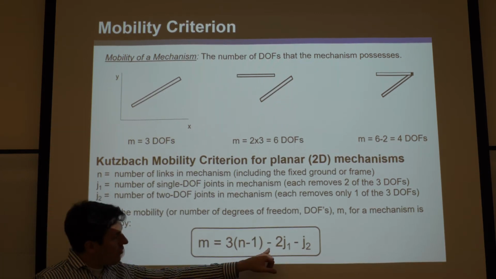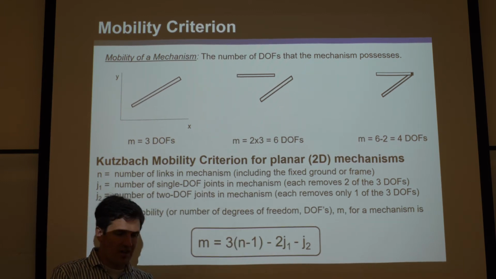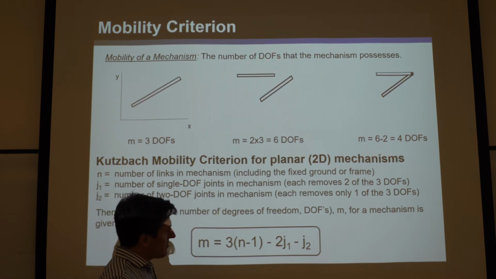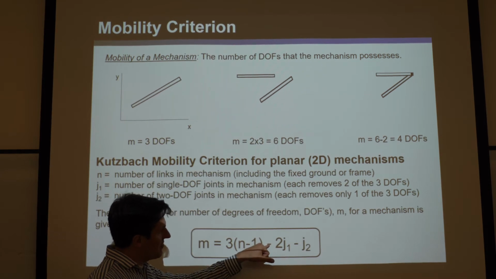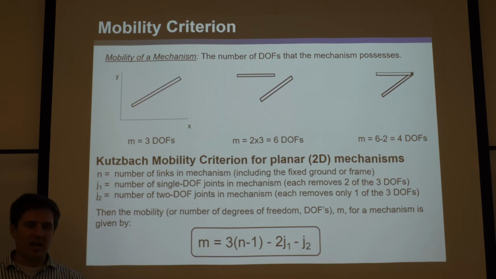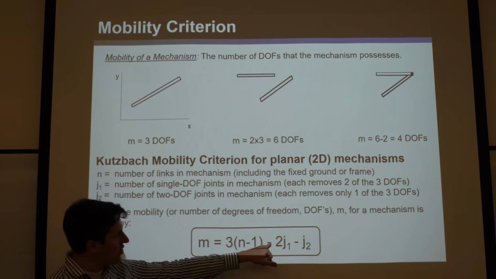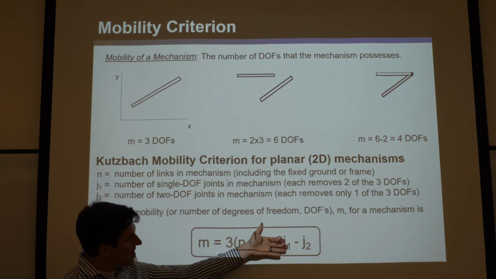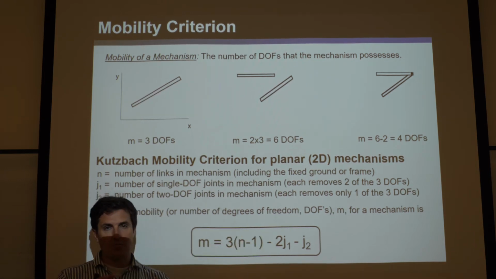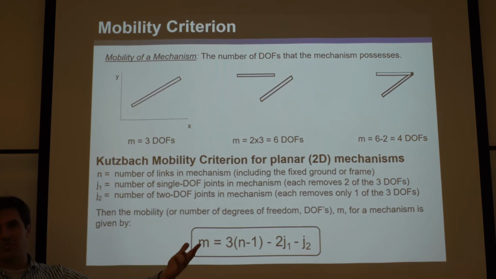Now, here's the thing. Why do we subtract it? Well, first of all, when you add a joint, you kill degrees of freedom. That's what joints do. They constrain things but allow other degrees of freedom to remain. But they kill degrees of freedom, so we're subtracting mobility from here. And why do we subtract 2 if it's a 1 degree of freedom joint? Well, because in the planar world, you can only have 3 degrees of freedom, and if you have a 1 degree of freedom joint, then you're killing 2. So if you have J1 1-degree-of-freedom joints, then that number times 2 is the number of degrees of freedom you're killing. And then J2 is the number of 2 degree of freedom joints.